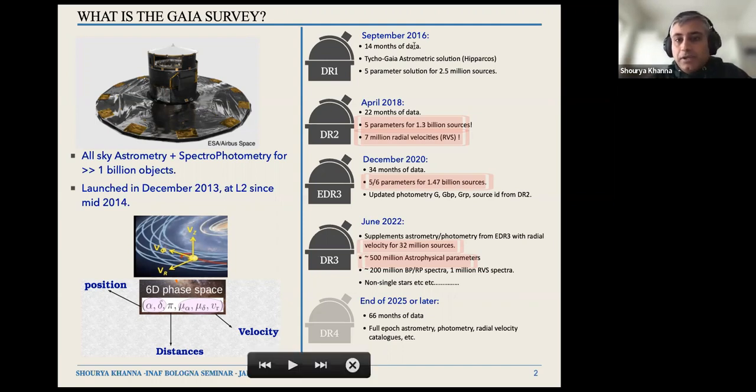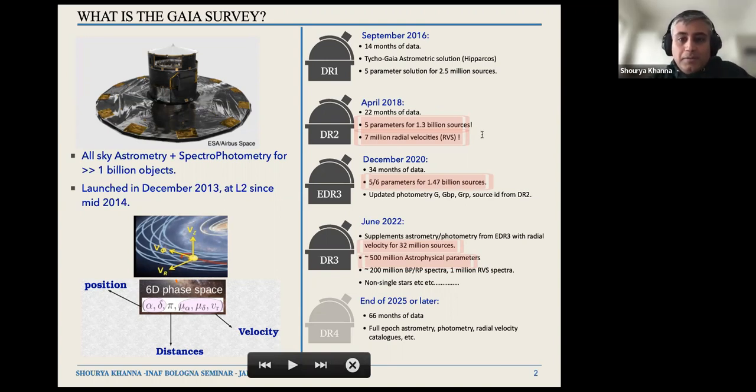So here's just a brief timeline of what the survey has been doing. It had its first data release back in 2016, but the major release really happened in 2018 when we had the astrometry for about 1.5 billion sources. And as I mentioned, line of sight velocities. It says radial velocities, but I tend to prefer using line of sight or V line of sight because to me that's a bit more intuitive. And radial velocity can also be this component, which is galactocentric.